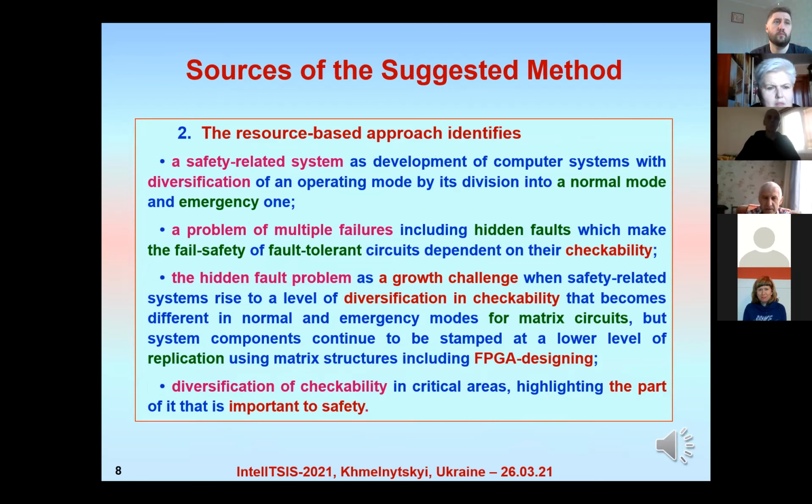Multiple failures, including hidden faults, make the fail safety of a fault-tolerant circuit dependent on their checkability. The hidden fault problem is a growth challenge when a safety-related system rises to a level of diversification in checkability that becomes different in normal and emergency mode for matrix circuits. But system components continue to be stamped at a lower level of replication using matrix structures, including FPGA design. This calls for diversification of checkability in critical areas, highlighting the part of it that is important to safety.